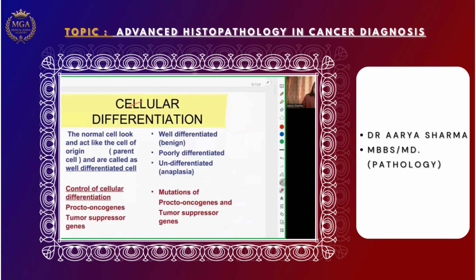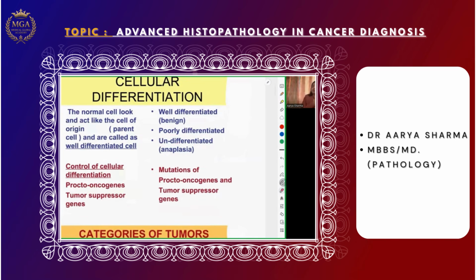Now you have cellular differentiation. The cell can be very well differentiated. If they are very well differentiated, you will call them benign. Then they can be poorly differentiated, and undifferentiated ones are called anaplasia. Okay, the undifferentiated one is called anaplasia.